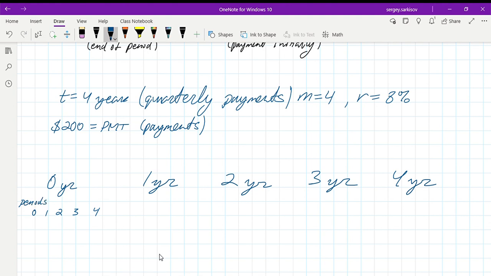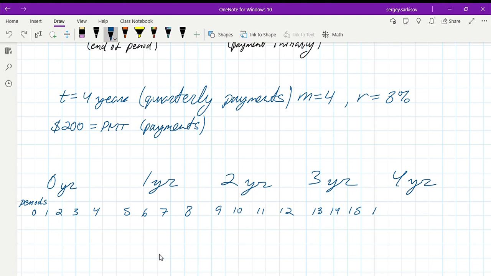Then we have here first, then we go 5, 6, 7, 8, right? Then again 9, 10, 11, 12. You see the periods? Then third year, we have 13 periods, 14, 15, 16, those are the payments. And then fourth year, you're going to be making the 17th, the 18th.